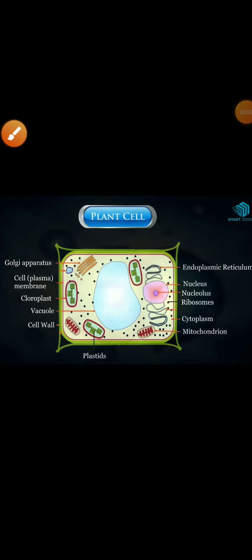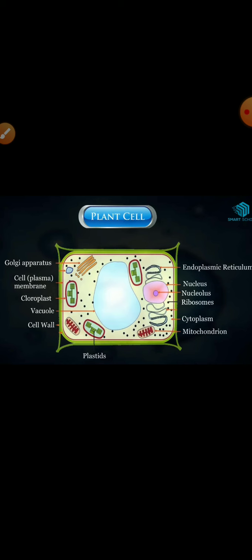Hello students, welcome to science class. In this class we will start chapter number 8 in science, the cell. Cell is the fundamental unit of life and also the structural and functional unit of life. We have understood the topic of cell, the size of cell and shape of cell, and today we will discuss the difference between plant cell and animal cell.